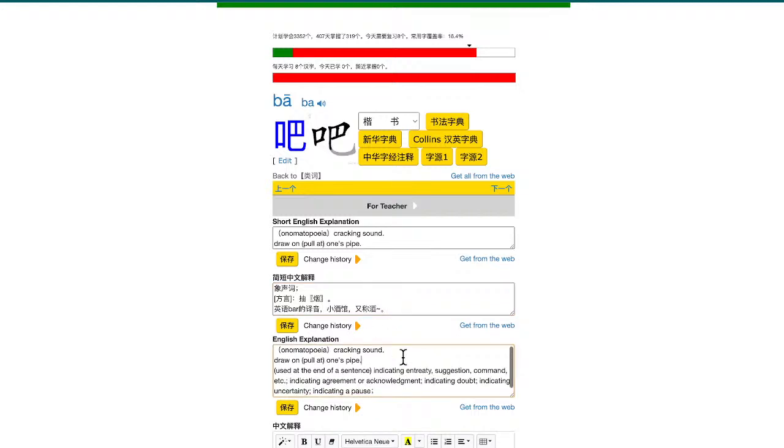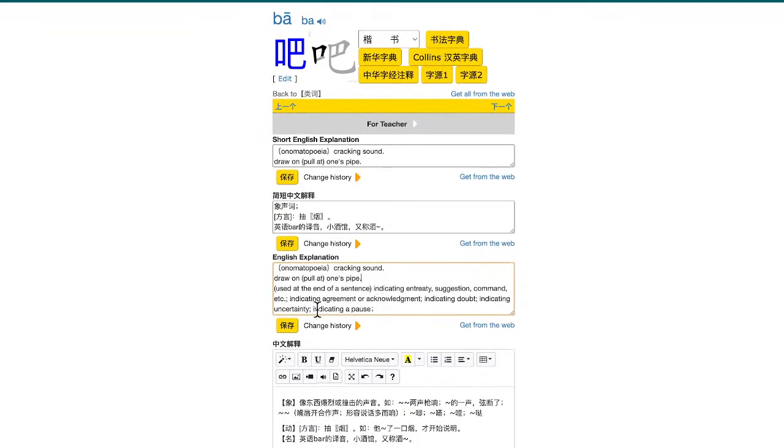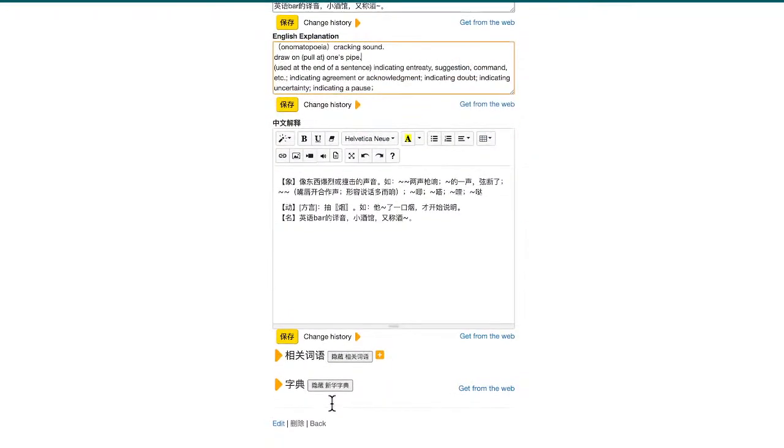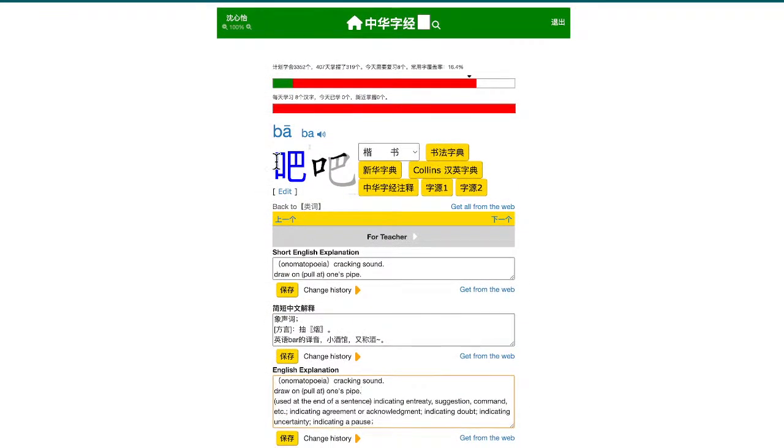Now this one is also used at the end of a sentence, to indicate entreaty, suggestion, command, etc. Or indicating agreement or acknowledgement, indicating doubt, indicating uncertainty, indicating a pause. So it could indicate a lot of things at the end of the sentence. So this is a very common word, so you will see a lot of examples.